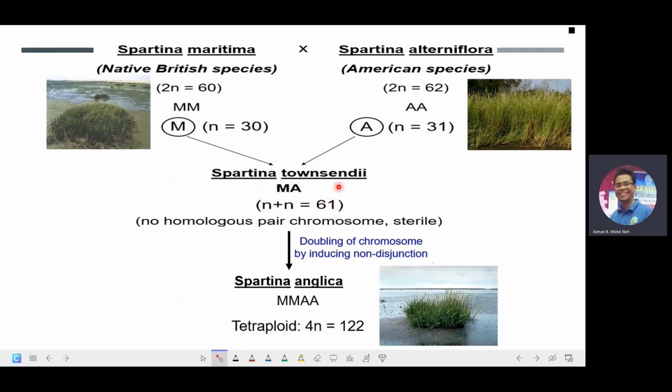However, this hybrid will be sterile or infertile. Why? Because there will be no homologous pair for the chromosomes. However, due to the process of doubling of chromosomes using colchicine, non-disjunction will occur and a new species will be produced known as Spartina anglica. This particular species will be a tetraploid in which there will be 4 sets of chromosomes over here, and the total number of chromosomes will be 122.